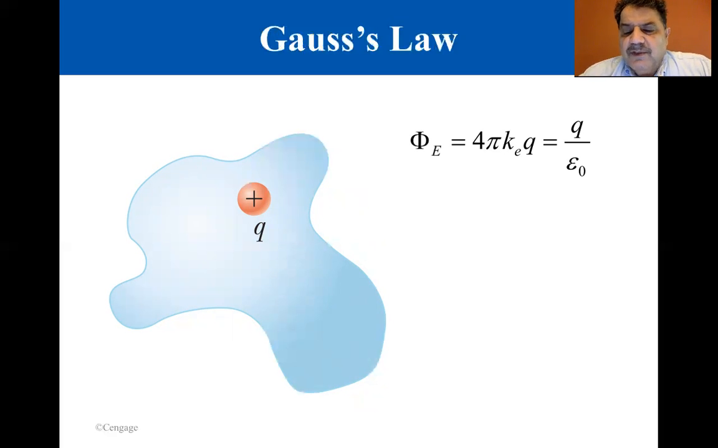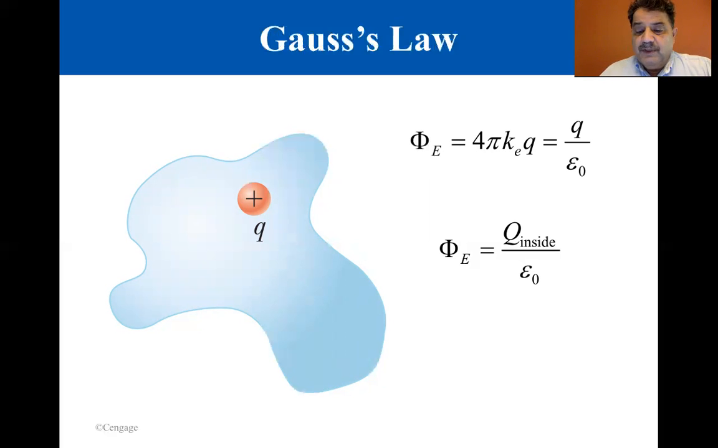This leads to the following general result, known as Gauss's law. The electric flux through any closed surface is equal to the net charge inside the surface divided by epsilon 0. So that's key. I'm going to repeat it. The electric flux through any closed surface is equal to the net charge inside the surface divided by epsilon zero. Gauss's law describes how charges create electric fields.